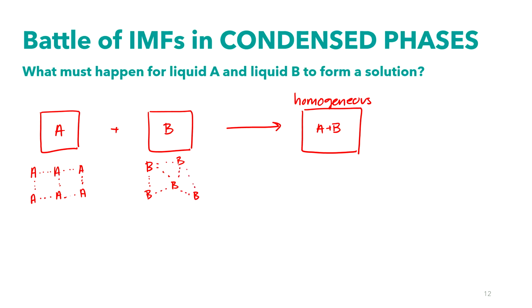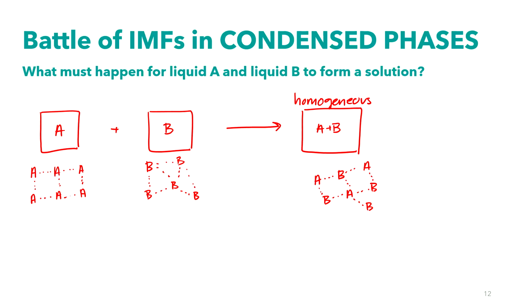Well, what do I have to do if I'm going to make a homogeneous solution? What does that look like? A homogeneous solution of A and B might look like A's always interacting with B's, and B's always interacting with A's. So if I'm going to break this process down and say in my final solution, I'm only going to have A-B interactions, to get to only having A-B interactions, my first step is that I have to split apart all of the A's. I need to break all of my A interactions.